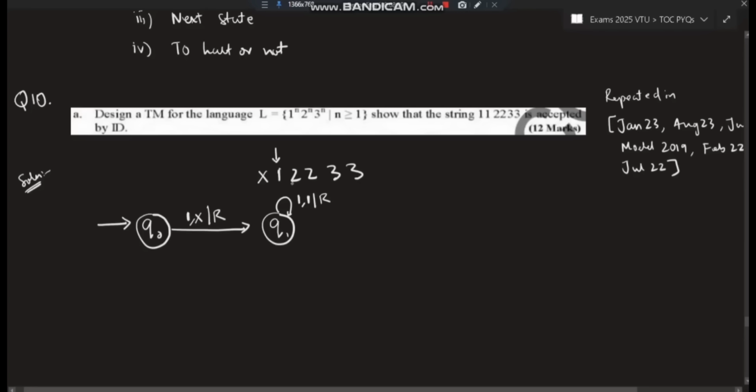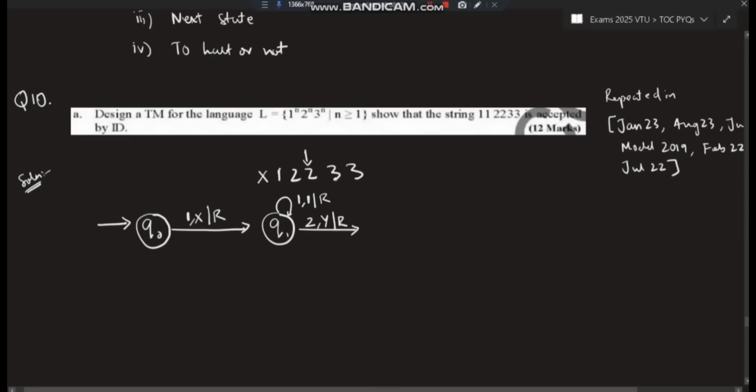Whenever we find the first symbol, after that the same symbols, how many times they're repeated will not matter. We have to keep moving forward. Suppose 3 ones were there, it will skip all 3 ones and reach here. Whenever I encounter 2, I'll make 2 as y. For different symbols we have to use different letters, and I'll move again to the right.